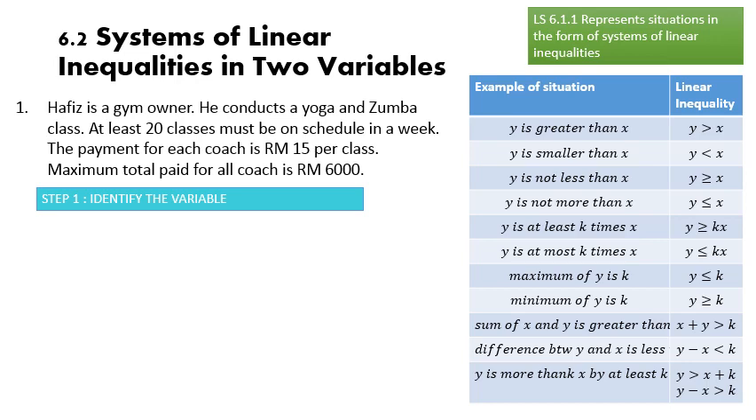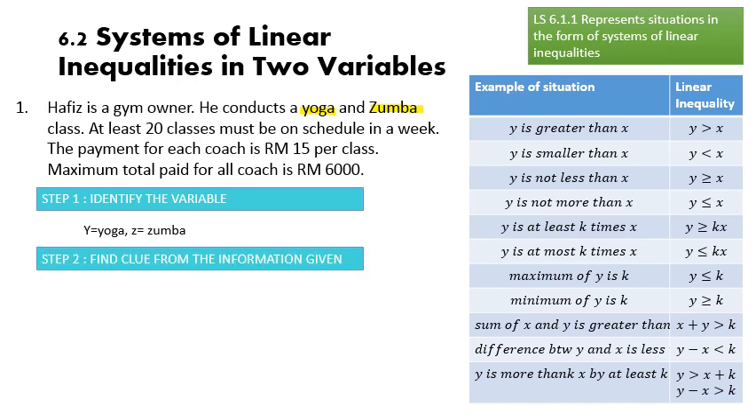First, we need to identify the variable. So as we can see, there are two unknown, which is yoga and Zumba. So kita let y sebagai yoga and z for Zumba. Next, we look for clue. So in this case, we have the word at least 20 classes. So bila at least 20 classes means y plus z at least, so kena tukar kepada greater than or equal to. So ni untuk at least 20.